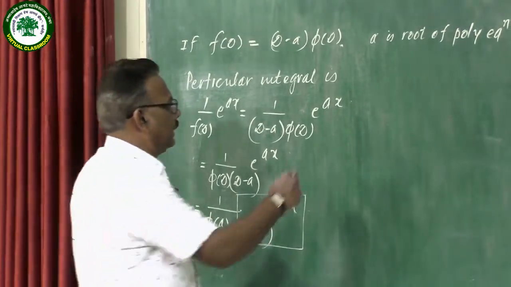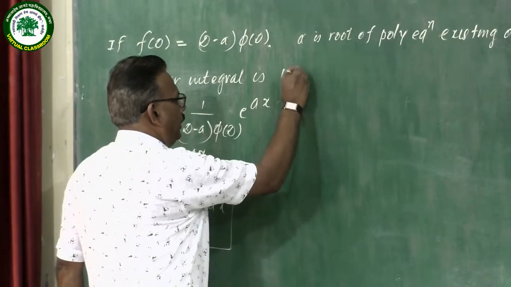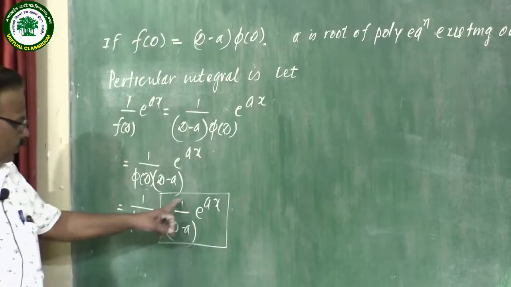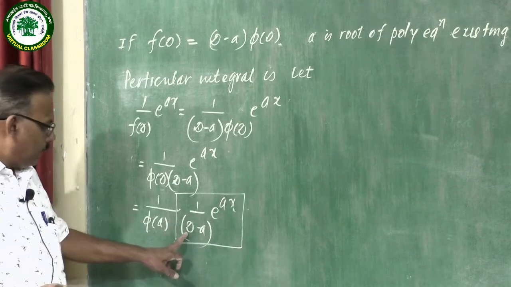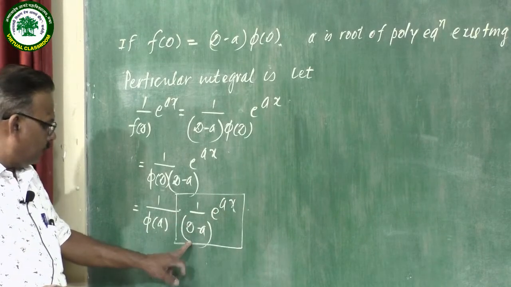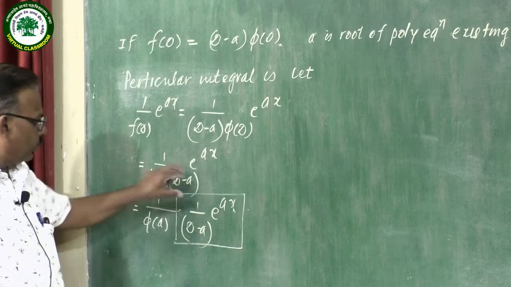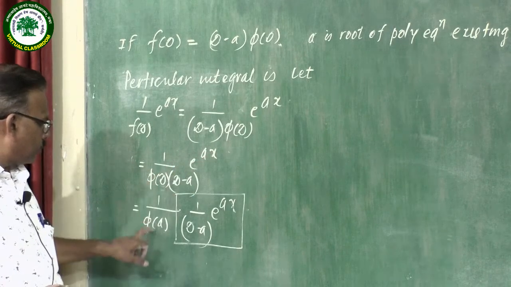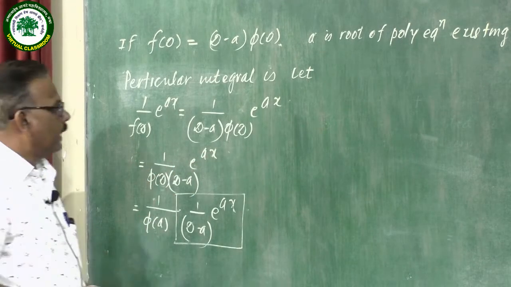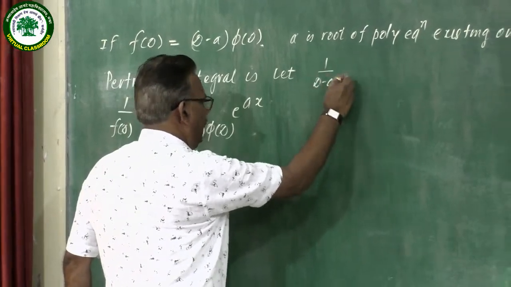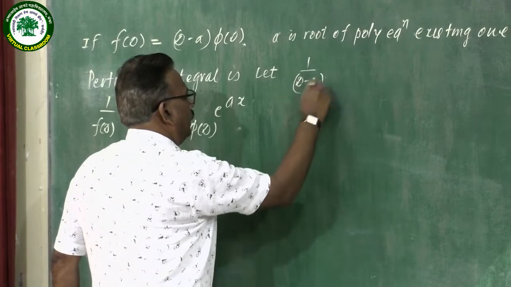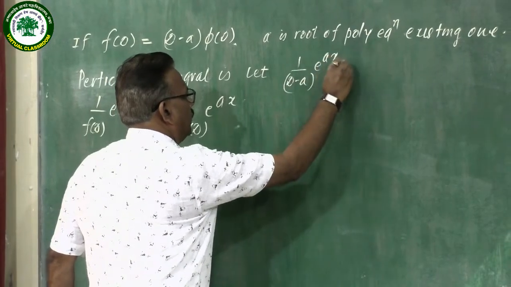Therefore, a very important case, you observe what will happen here: 1 over D minus a e raised to x, this part we have to calculate. This part is already known to you, e raised to x, a is substituted here, it will be phi of a. Let 1 over D minus a into e raised to x be equal to y.